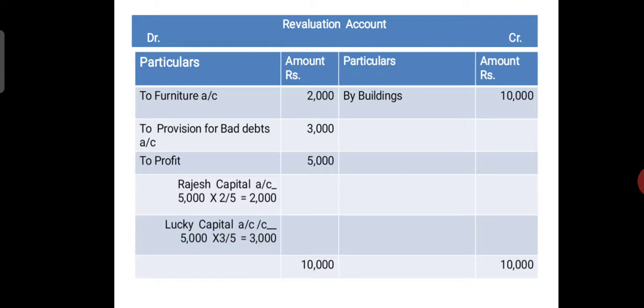In the working notes I already distributed that amount. Again here it is distributed. Same, Rajesh capital account 5,000 into 2 by 5, you will get 2,000. Lucky capital account 5,000 into 3 by 5, you will get 3,000. So total of 5,000. Okay, like this we can prepare revaluation account. After finding this profit only, you have to write the journal entry. That is an important thing, but we already wrote it.